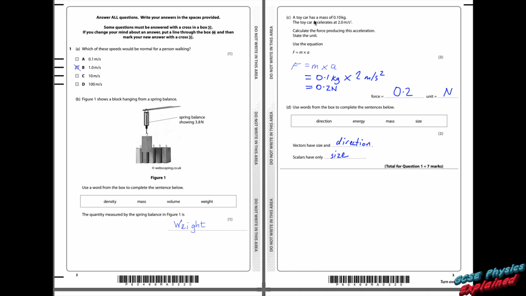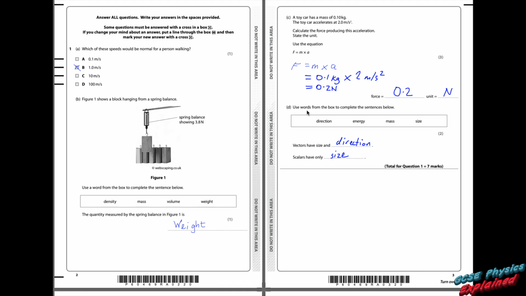Question C. A toy car has a mass of 0.1 kilograms. The toy car accelerates at 2 metres per second squared. Calculate the force producing this acceleration and state the unit. Use the equation force equals mass times acceleration. Right, there's your mass, there's your acceleration. Multiply them together, out comes the answer, 0.2 newtons.